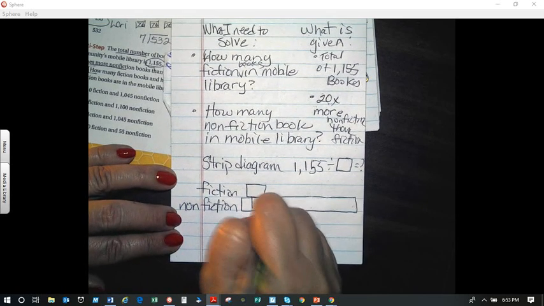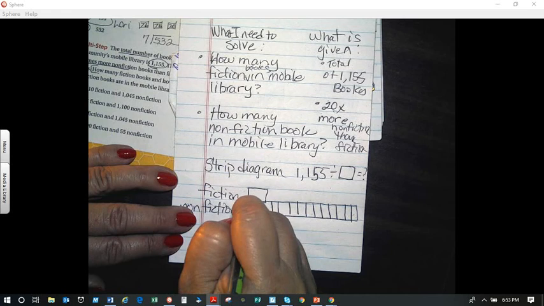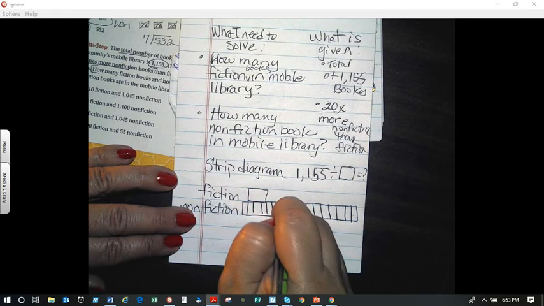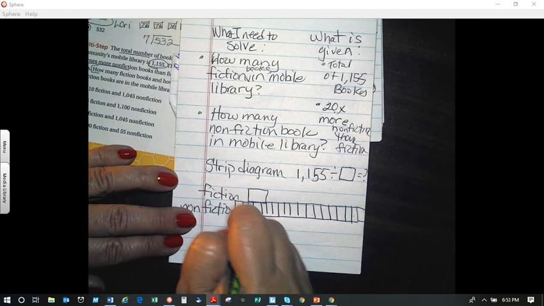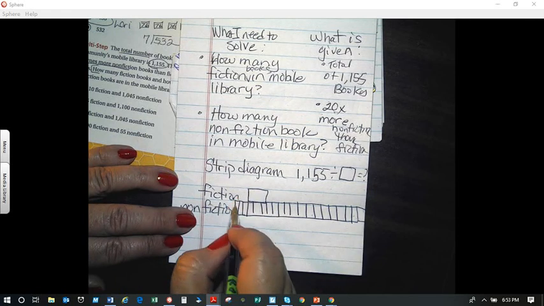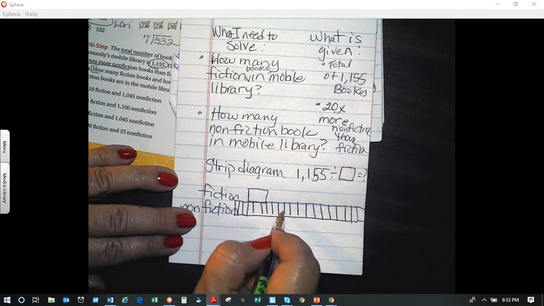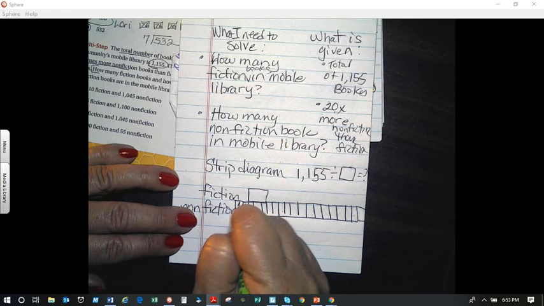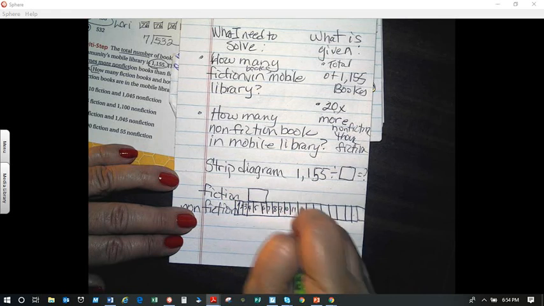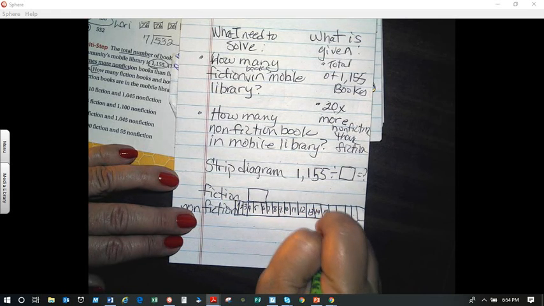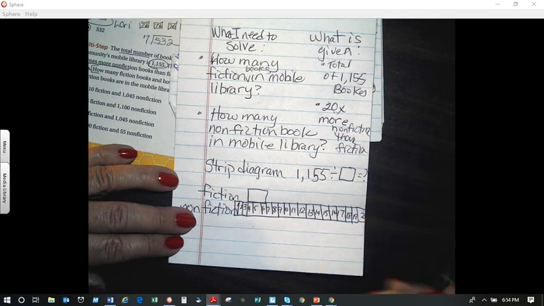1, 2, 3, 4, 5, 6, 7, 8, 9, 10, 11, 12, 13, 14, 15, 16, 17, 18, 19, 20. Okay, so that should be 20. Now the second strip, 1, 2, 3, 4, 5, 6, 7, 8, 9, 10, 11, 12, 13, 14, 15, 16, 17, 18, 19, 20. I had to write my numbers. My eyes are a little cross-eyed tonight.